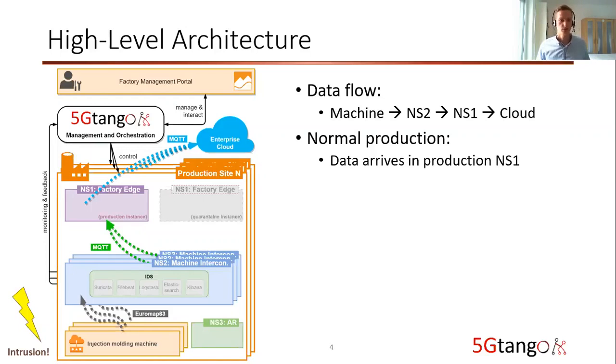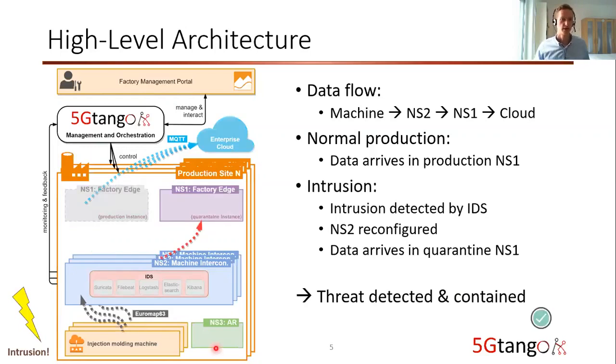And so what we do instead is that we have our IDS system that detects an intrusion, and once that happens, we reconfigure network service 2 to no longer send the data to the normal network service 1 that's used in production, but to a second isolated instance of network service 1 that we call the quarantine network service 1. And there the data is isolated, the threat is contained, but the data is still available for analysis.